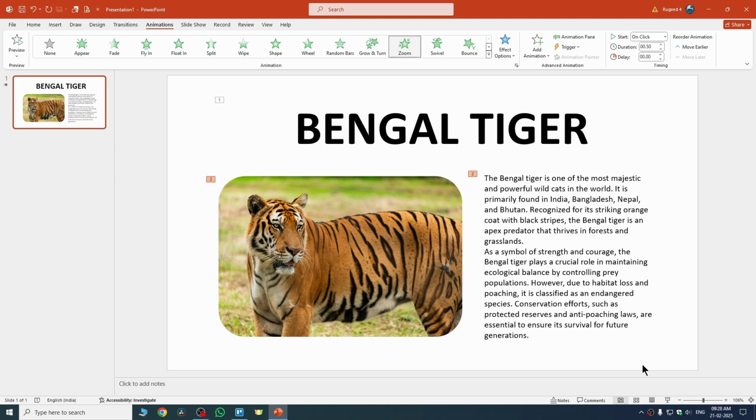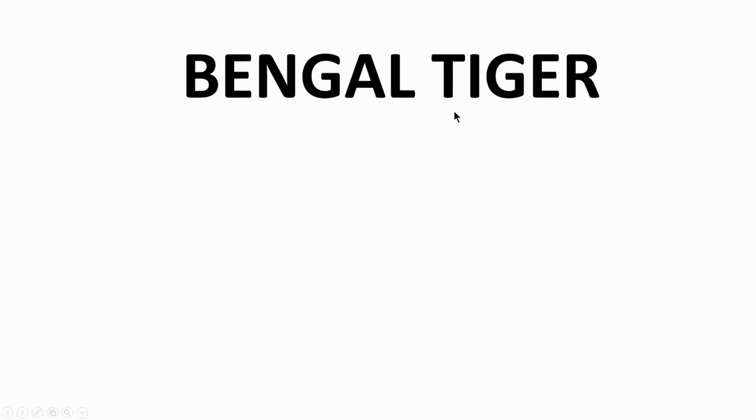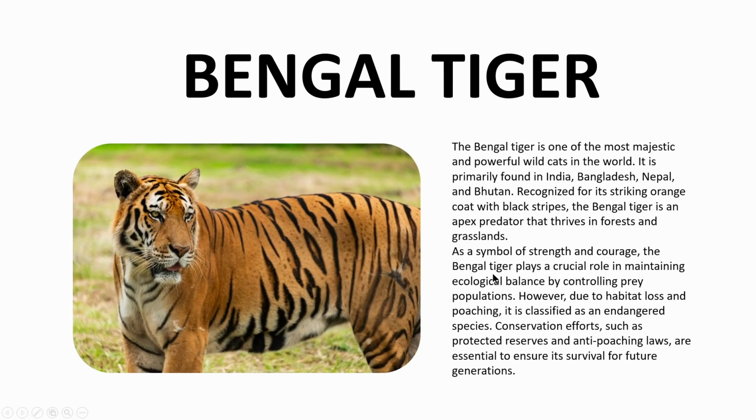And now to preview it, we need to go to the presenter view, and you can see if I click anywhere else, the first animation will appear, and now if I click again, then the second thing will appear as I click. So this is the process.